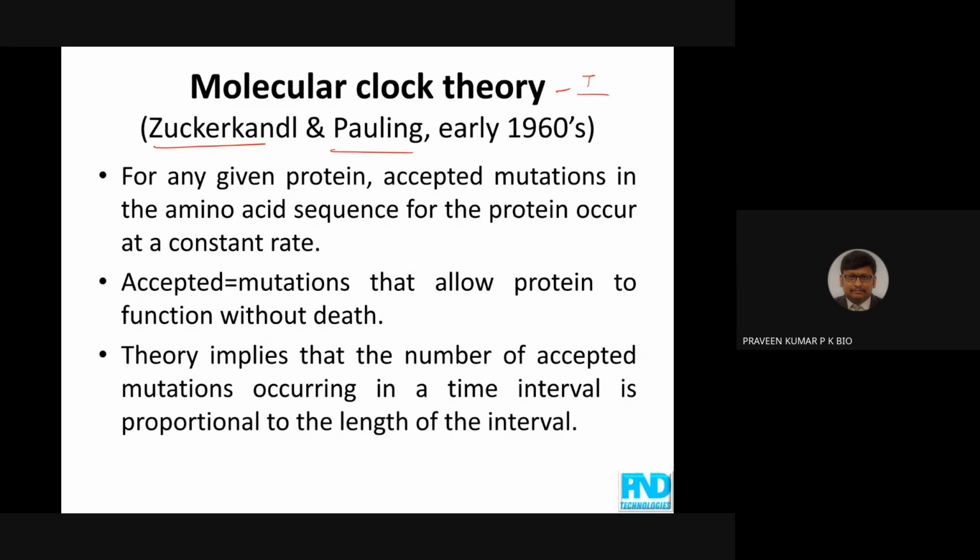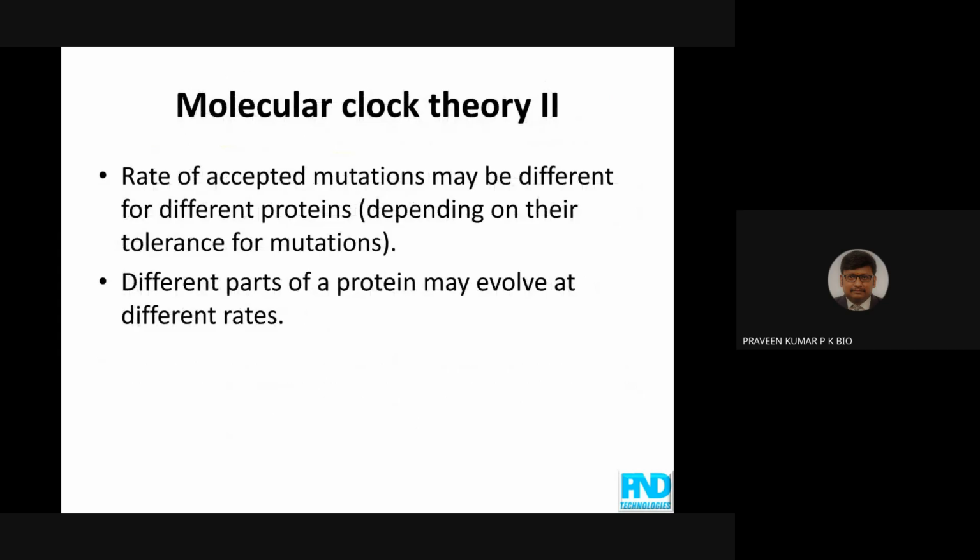That's what Zuckerkandl and Pauling state. So again I'm telling you, the accepted mutations in the amino acid sequence of the protein occur at a constant rate. It means the time of evolution. Accepted mutations are those that allow the protein to function without it. Okay, so this is a basic theory actually, proposed by Zuckerkandl and Pauling.